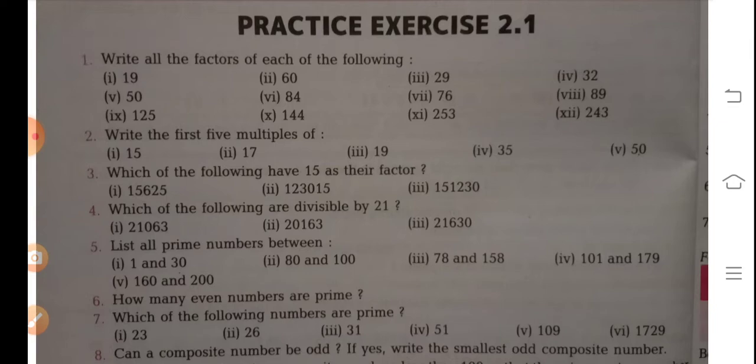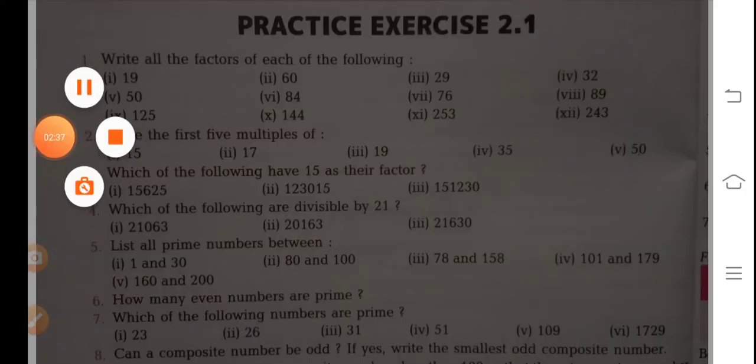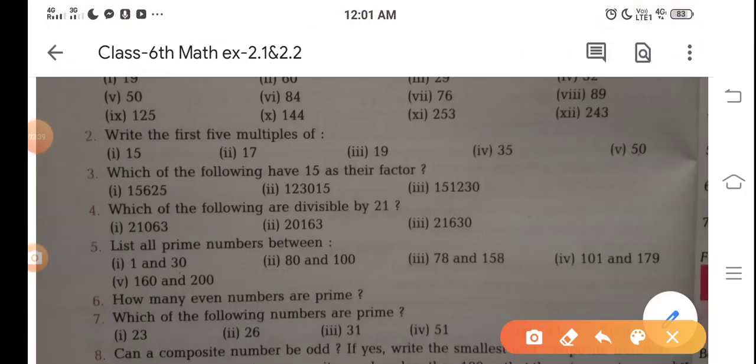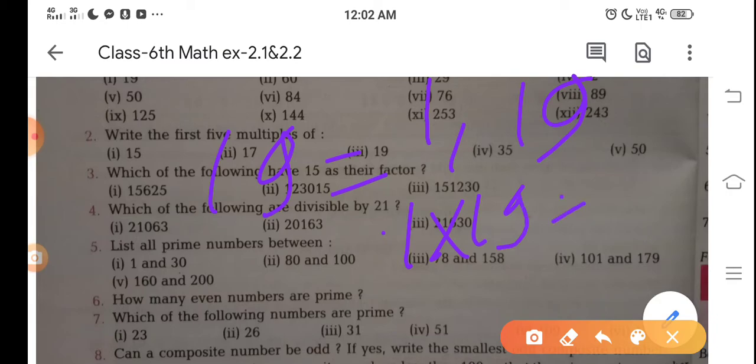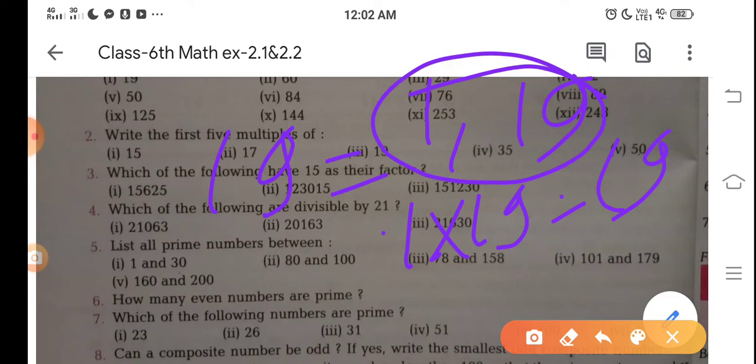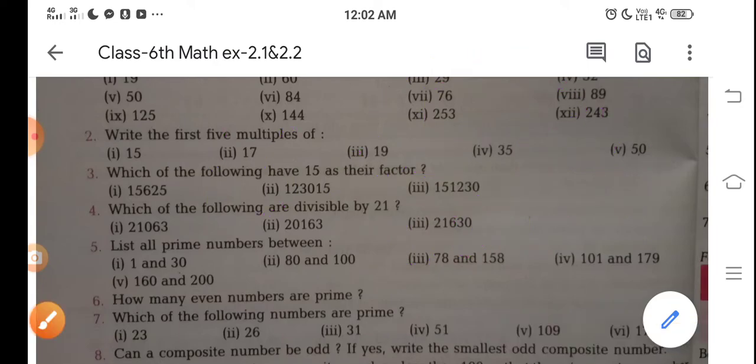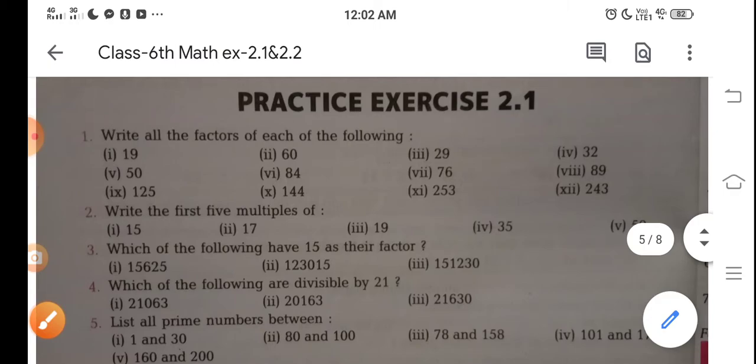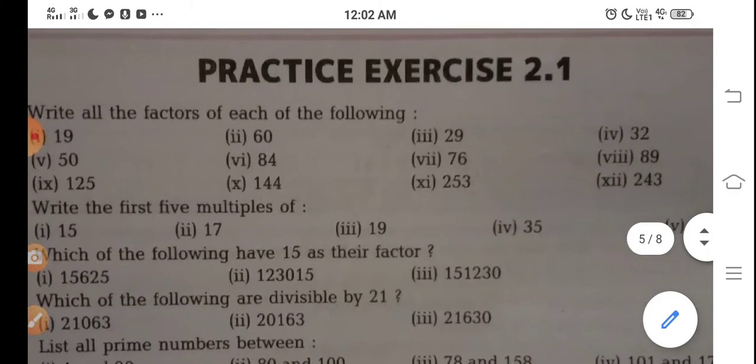The factors of 19 are 1 and 19. When you multiply 1 with 19, you get 19. That's your answer. So those are the factors of that number.